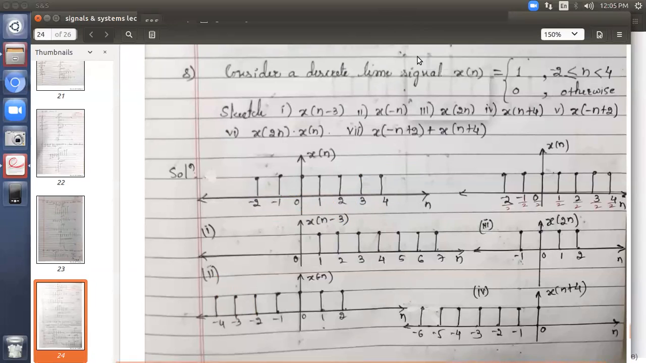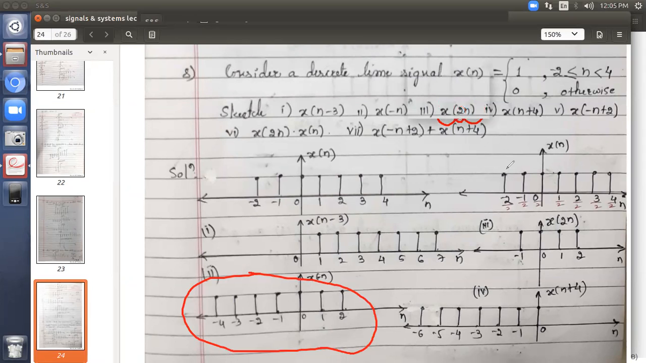Then coming to the third question, let's see whether I have done that. Okay, it's here. This second answer is over. Then go for the third one. It is x of 2n. So you have to go for time scaling here. Scaling is by a factor of 2. This 2 is greater than 1, so the first condition applies. The signal will be the compressed version of your original signal. To get the compressed version, you should go for division by this factor of 2.